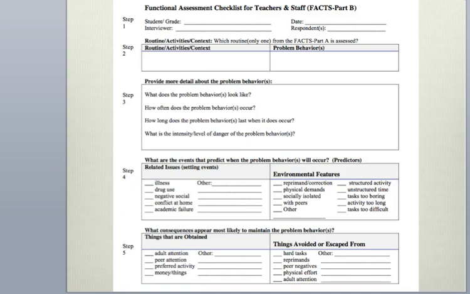What does the behavior look like? How often does it occur? How long does it last? What's the intensity of that behavior? So now you have more of an interview-like form, and you have them talk about it. And then what are the events that predict the behaviors? These are the antecedents or predictors. And what are the consequences, so that you get a better feel for what the ABCs of behavior really look like.